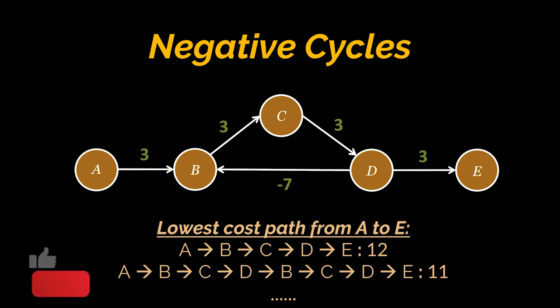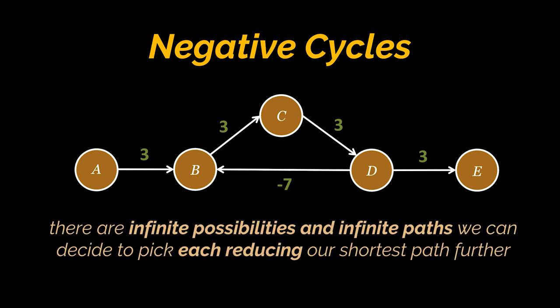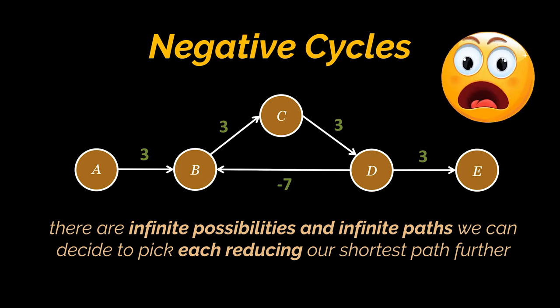And if we follow the negative cycle 12 times, the total cost will be 0. And we can keep going as much as we like, 100 or 1000 times, to reduce the total cost even more. There are infinite possibilities and infinite paths we can decide to pick, each reducing our shortest path further. Thus, the algorithm would never end, or if we terminate it after a certain number of iterations, it would not return the shortest path. So, how do we detect such paths?